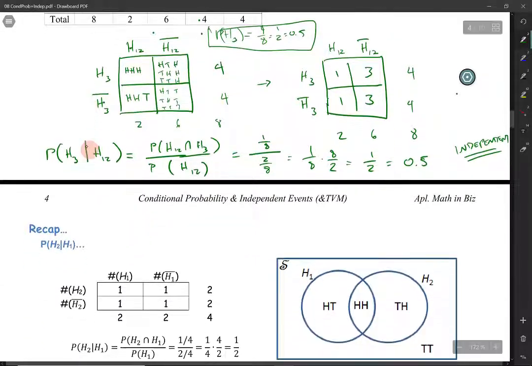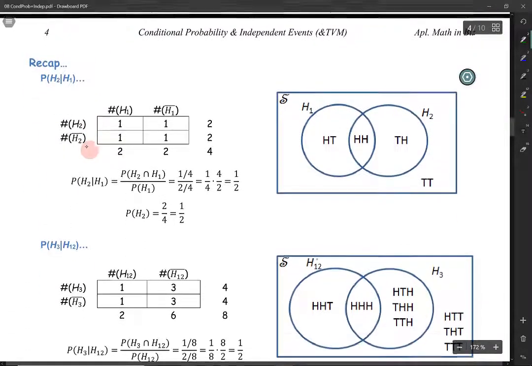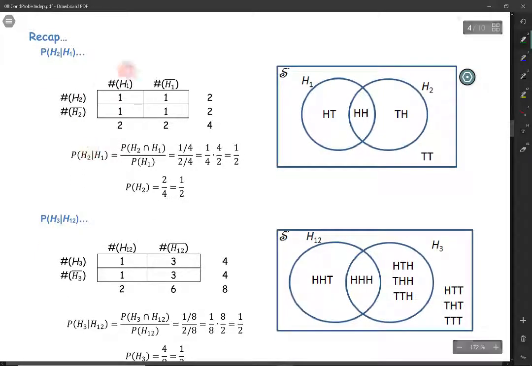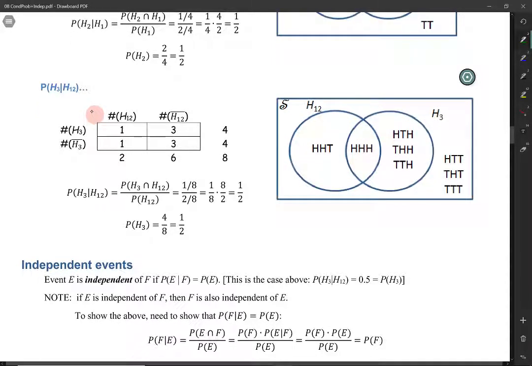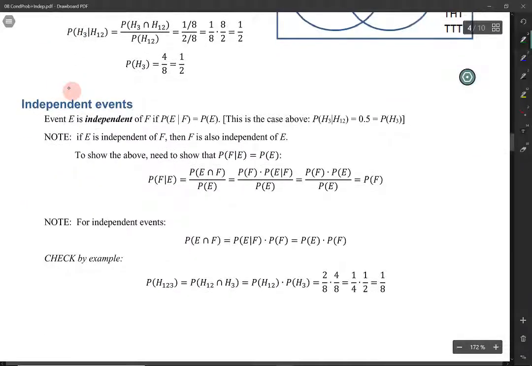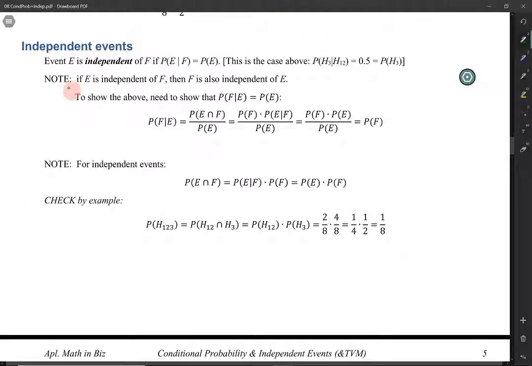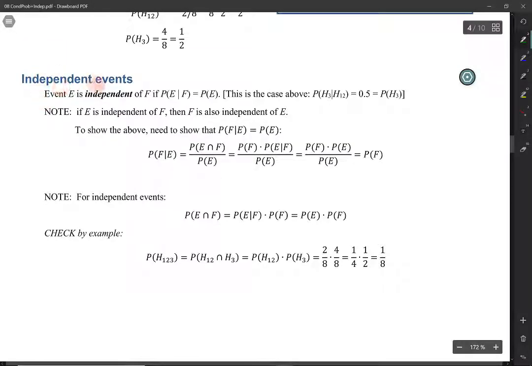So that's what we've shown, right? And so here's sort of a recap, the Venn diagram visual with the contingency table, right? And then also with the 3 flips, right? And so what we want to keep in mind is this idea about independence, right? So event E is defined as independent if the new information does not change the probability.